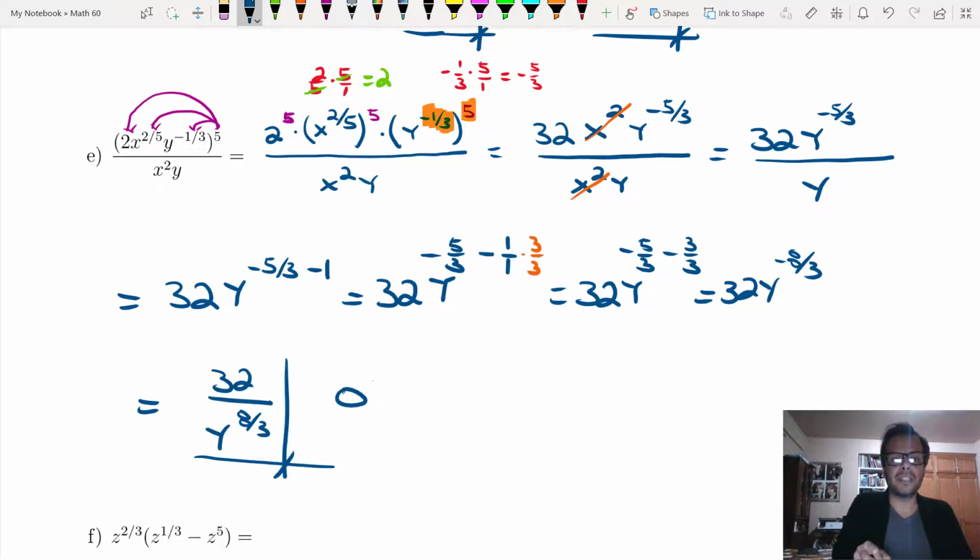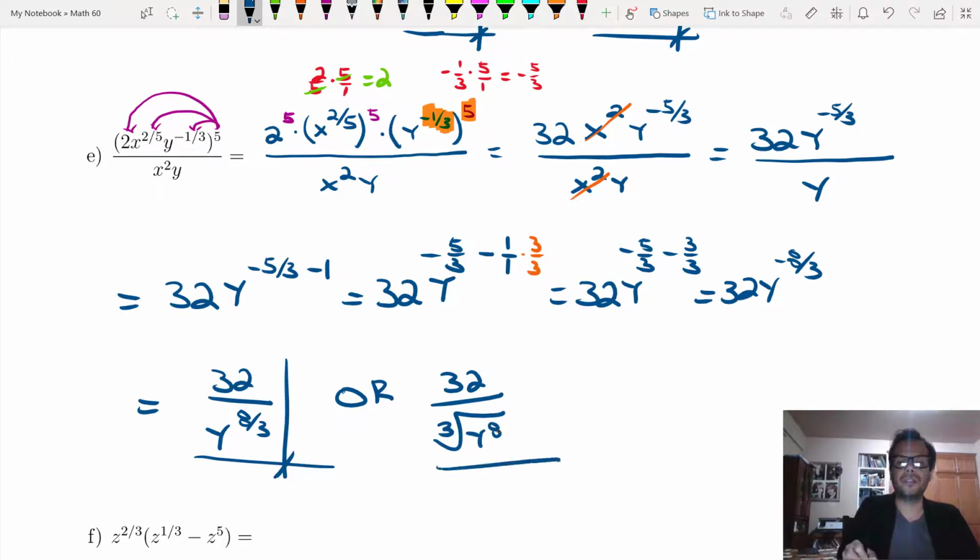If the question was to write it using radicals, it will be 32 divided by y, no, not y, we would use the index of the radical. So the index of the radical comes from the denominator of the rational exponent again. So this will be the cube root of y to the 8th power. Okay, so that's one example, right, in which we applied a good number of properties at a time, right?